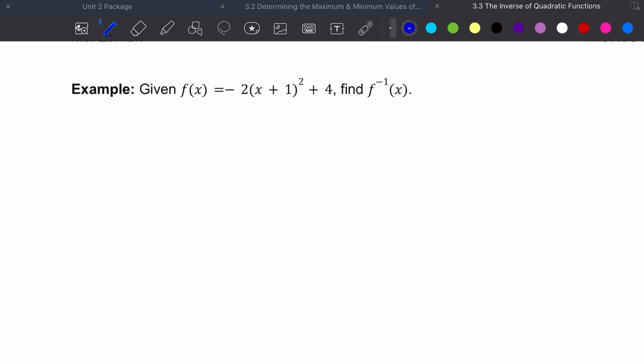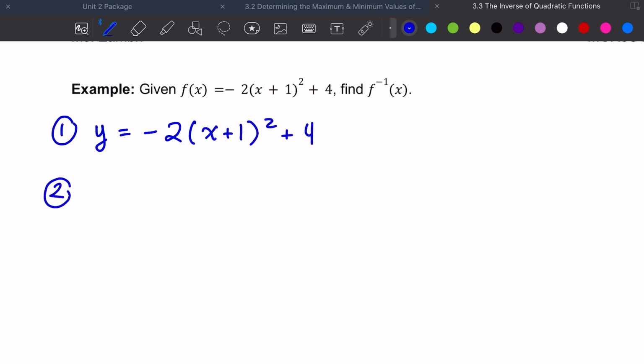So if I give you an equation for a parabola, and it's going to be in vertex form, not ugly standard form, I want you to find the inverse of this function. So step 1, I'm going to just replace f of x with y, so I know which one's y and which one's x. y equals negative 2 times x plus 1 squared plus 4. And then I will swap x and y. All I'm doing is trading places with y and x, swapping where they are in the equation.